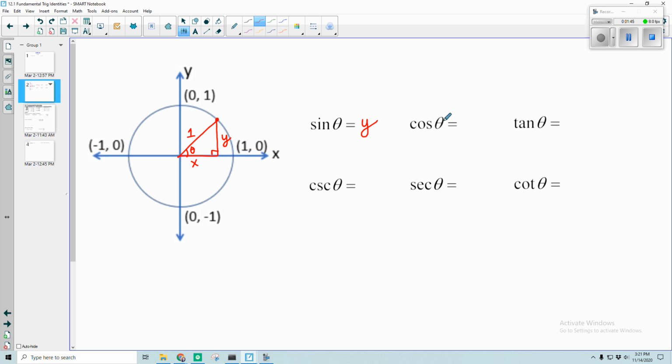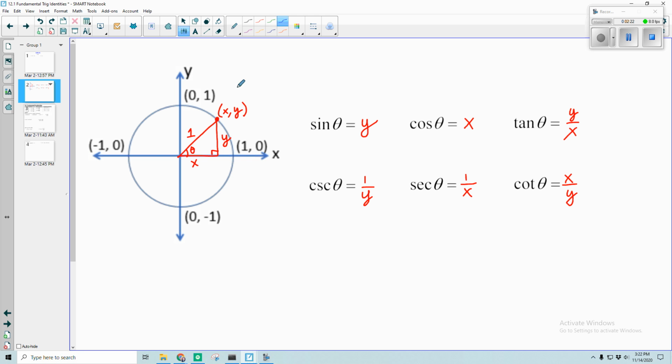For cosine, that's adjacent over hypotenuse, which is x over 1, that simplifies to just x. So that's why, if we have a coordinate point on the unit circle, the cosine would be the x coordinate, and the sine would be the y coordinate. Then we can find all the other trig functions just by looking at this triangle. Tangent would be y over x. Cosecant would be 1 over y. We just flip that around. Secant is 1 over x, and cotangent is flipped around, so x divided by y.